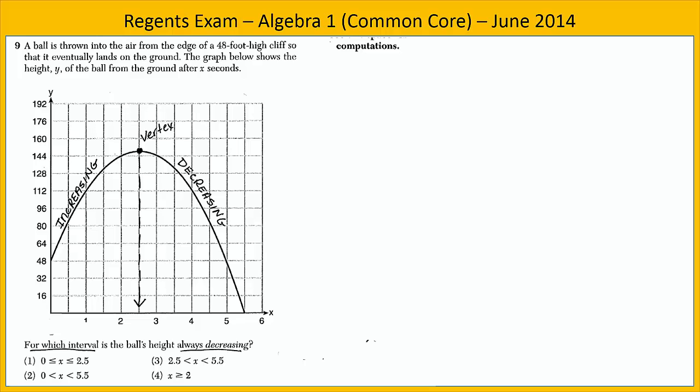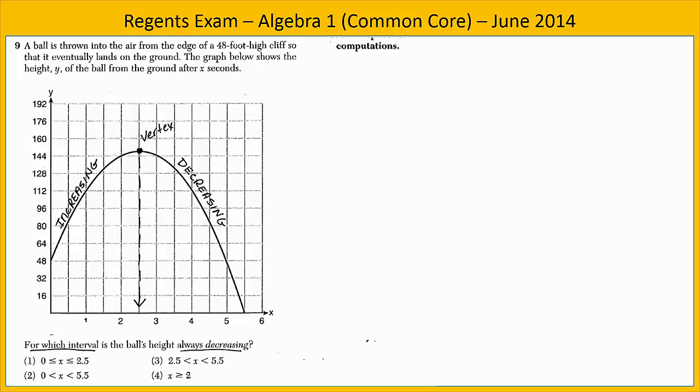Exercise 9 talks about a ball being thrown into the air from the edge of a 48-foot-high cliff. Eventually the ball lands on the ground. The shape of the graph formed by the height of the ball is given by the parabola. They ask us over what interval is the ball's height always decreasing.